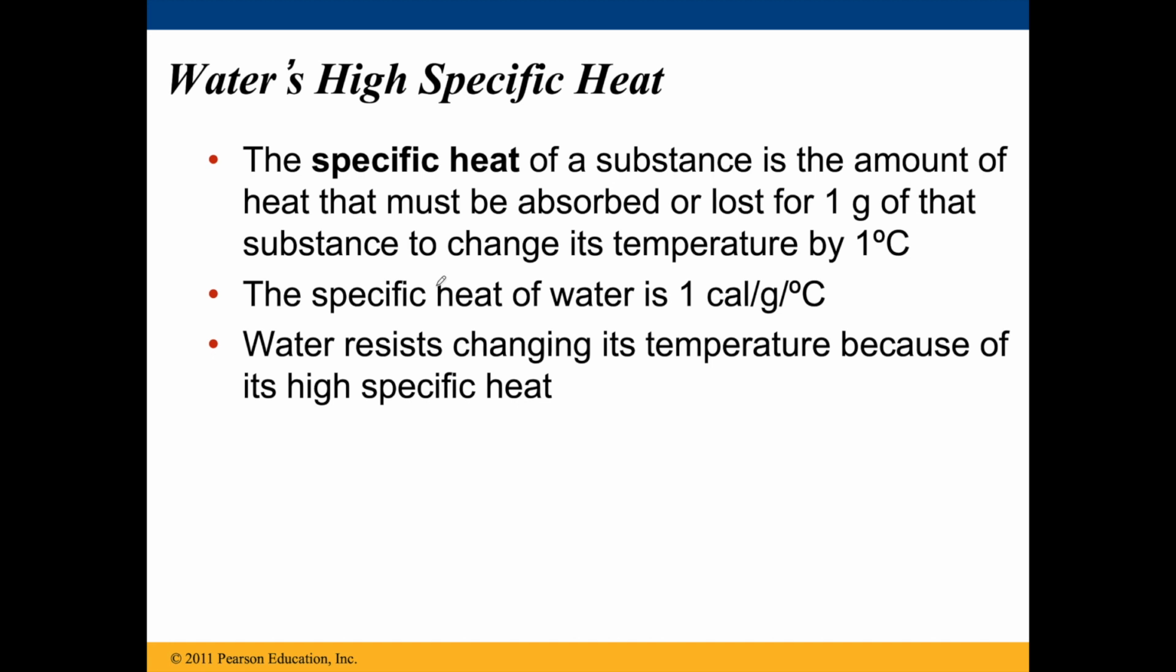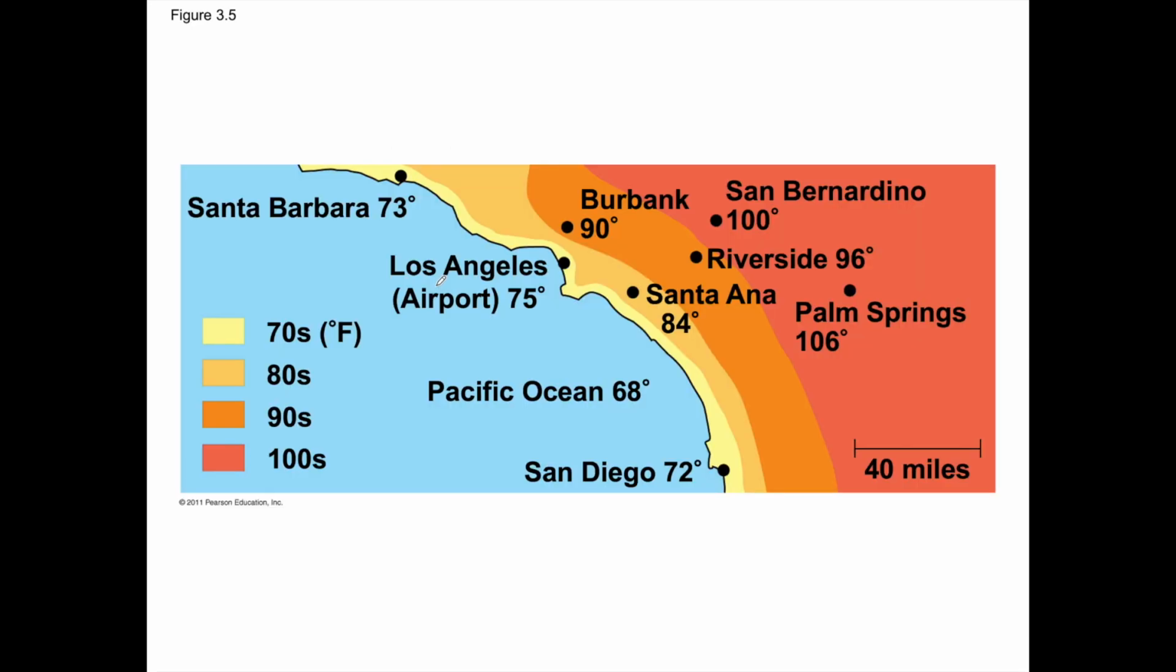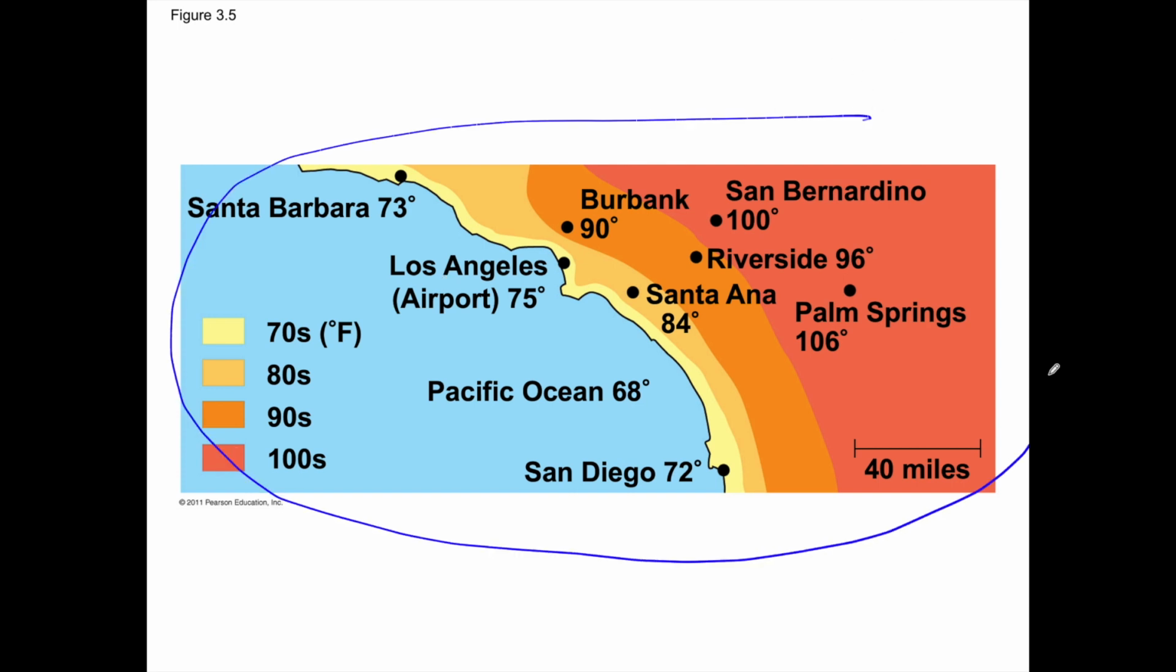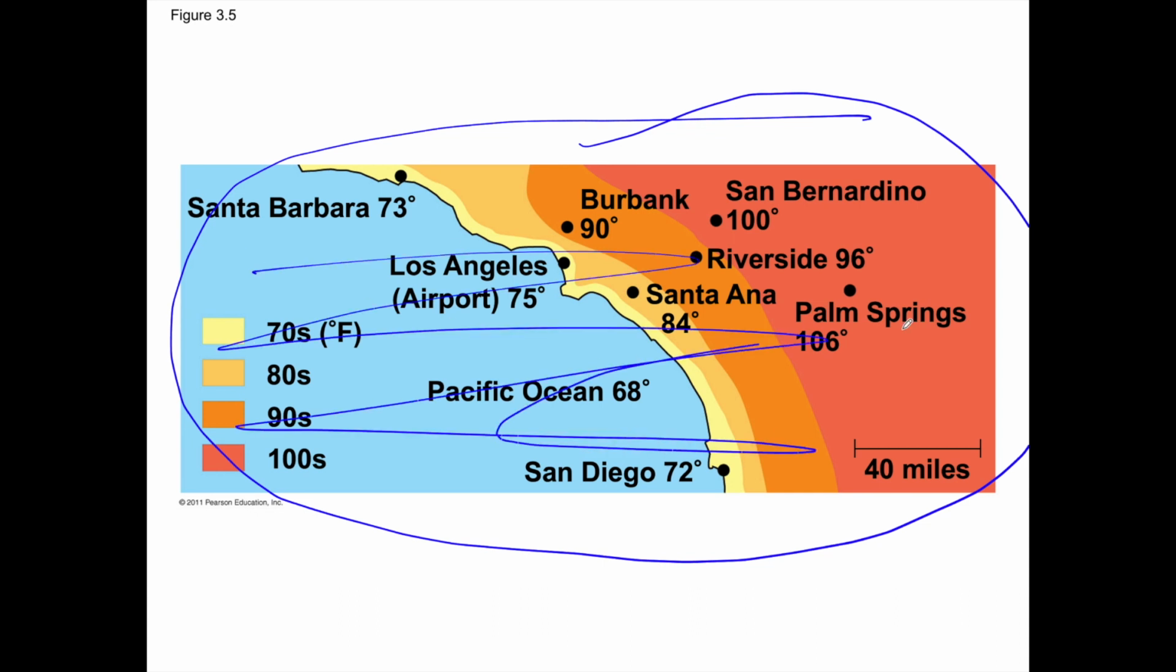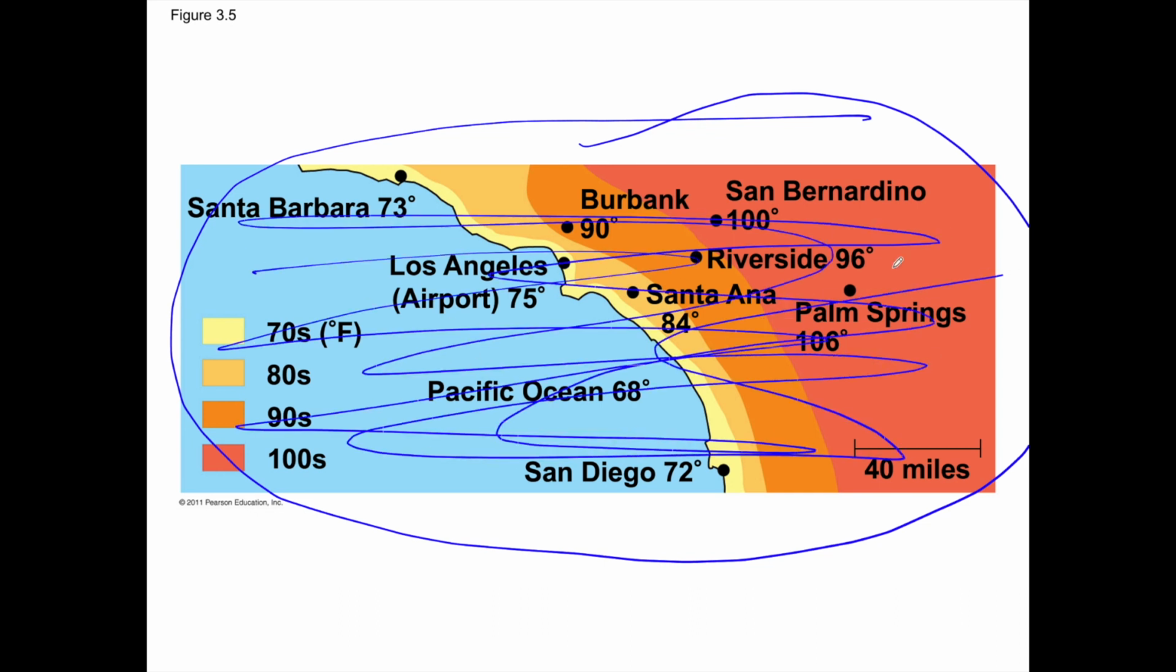It turns out that that allows life on the planet. We could not have life on the planet if it weren't for the fact that water has a very high specific heat. Well, let me give you an example. Let's say that we're looking at a coastal region. This is California, but you can see the same thing in Florida. Now, all of this area is receiving the same amount of heat energy. The sun is shining on all of this equally, same amount for the same amount of time.